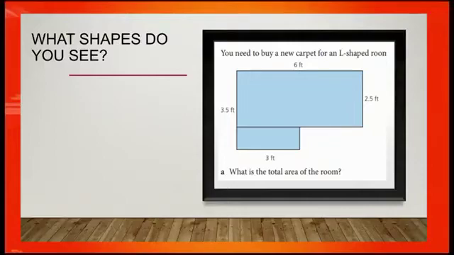Now here's the diagram of your L-shaped room, and dimensions are given. The longest side of the room is 6 feet, and then the next longer side would be 3.5 feet, and then you have another side 2.5 feet, and then they give you the last side, which is 3 feet long. Now, what is the total area of the room?